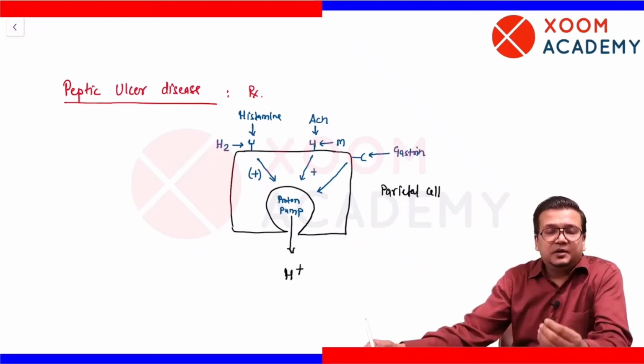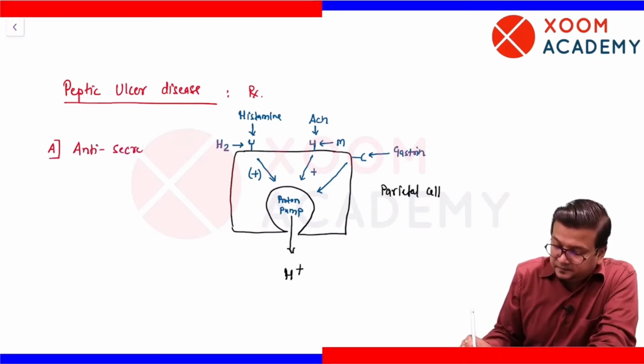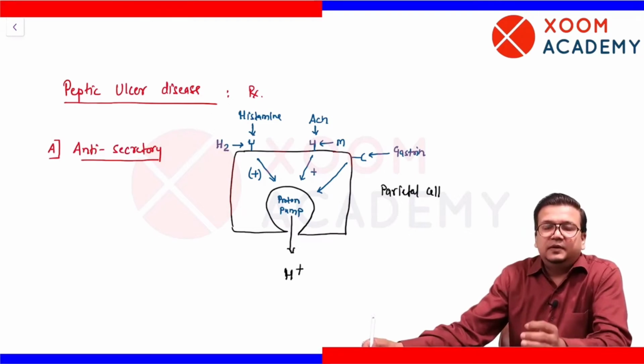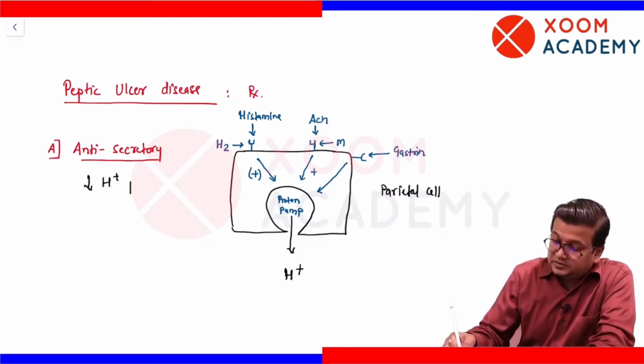So we have some drugs, the number one type of drugs that we call anti-secretory. Anti-secretory are those drugs that will decrease H plus secretion. So they will decrease the secretion of the acid, H plus.